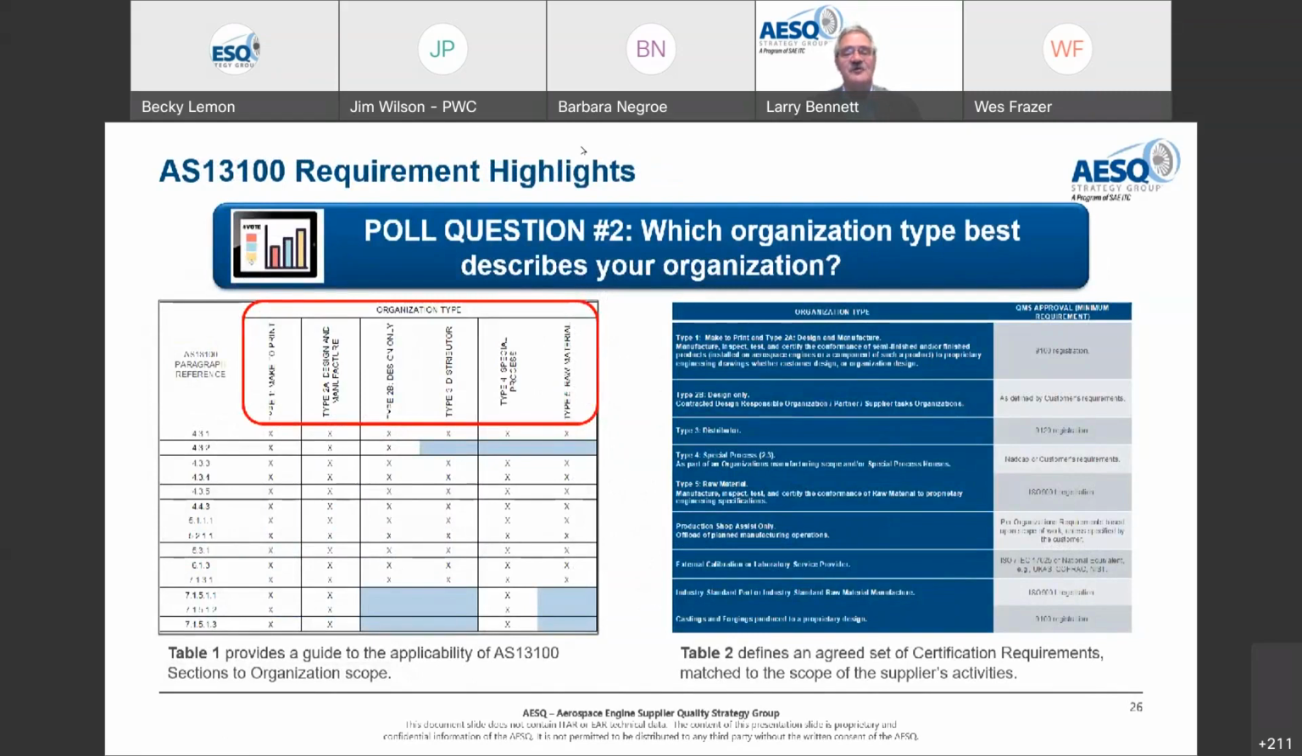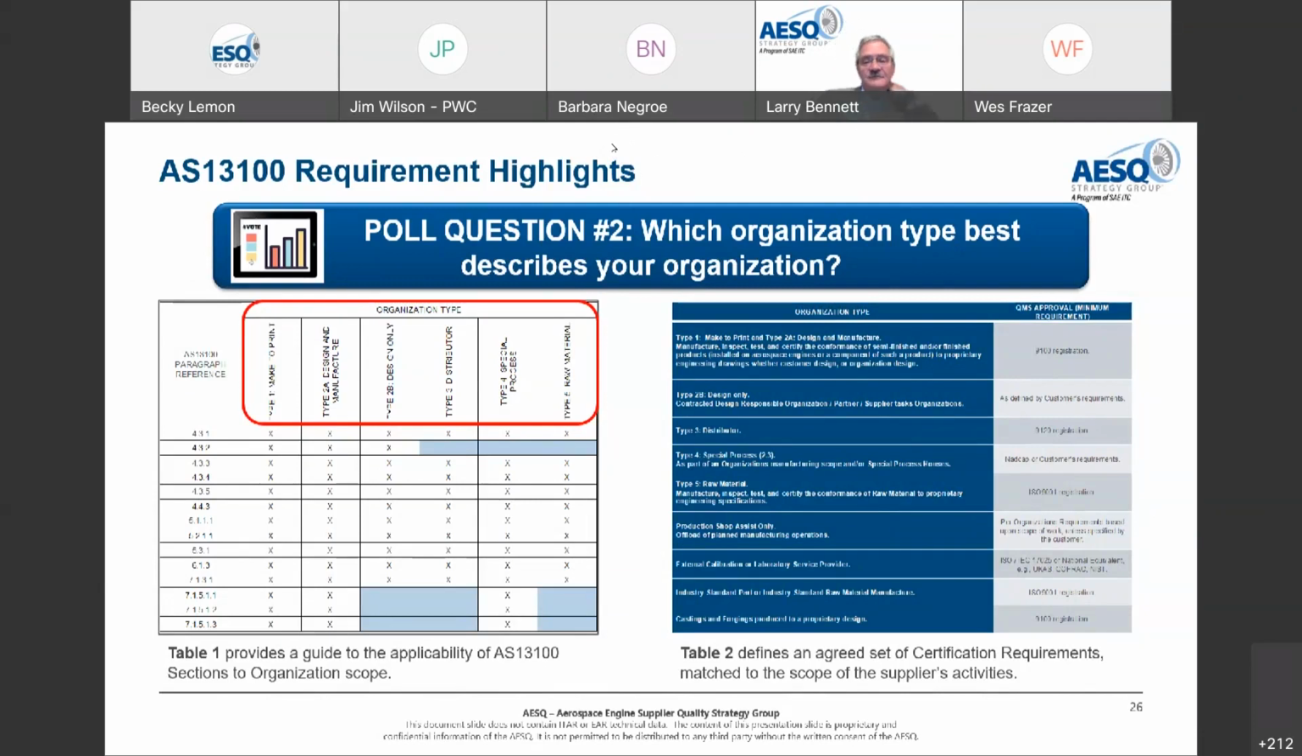But this time, I think we're going to do a poll question that hopefully is going to help us understand what organization type from the AS13100 table best describes your organization. Are you a type 1 make to print, type 2A design manufacturer, type 2B design only, type 3 distributor, type 4 special process? And I think there's another one below that that I'm not seeing, that's type 5 raw material.